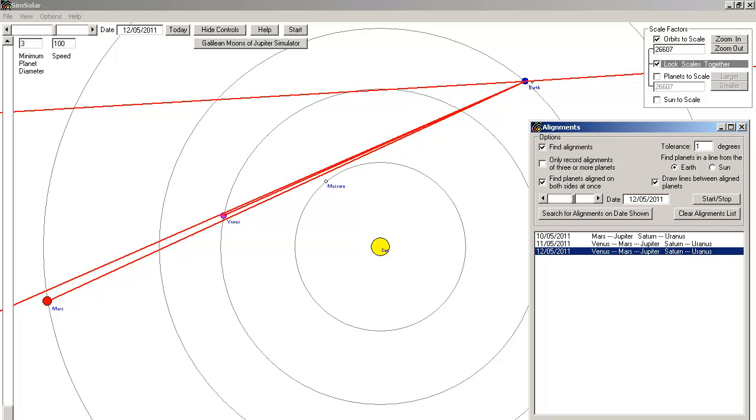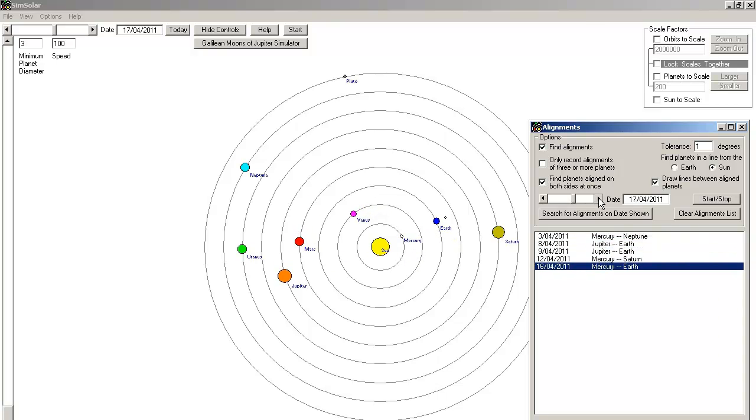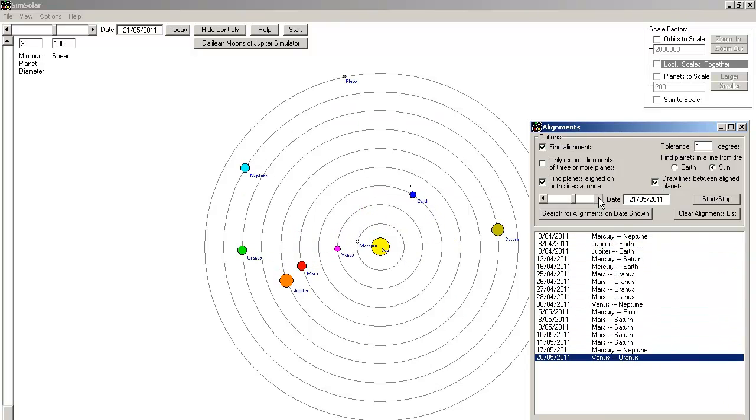If we advance to the next day, we see that the Moon is also coming into the alignment with Saturn, Earth, and Uranus. Next, we will look for alignments with the Sun. I will also run the alignment finder for the Sun and other planets from the 1st of April through to the end of May. As you can see, the list is created automatically.